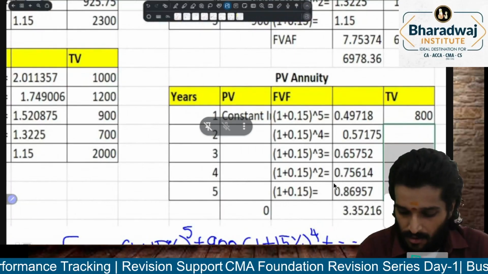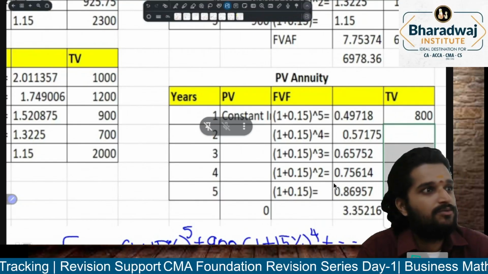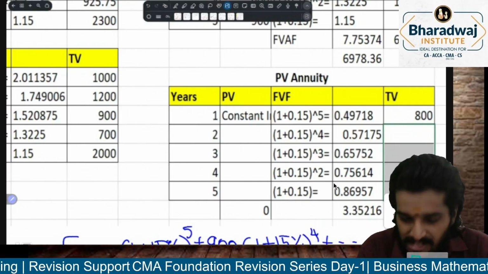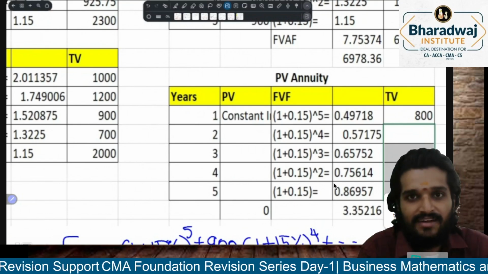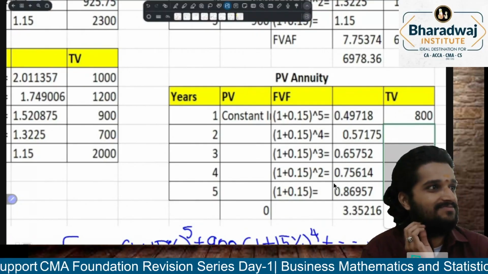Equal to 0.75614. Equal to 0.65752. Equal to 0.57175. Equal to 0.49718. GT, you will get 3.35216.